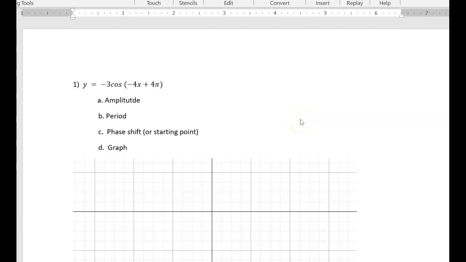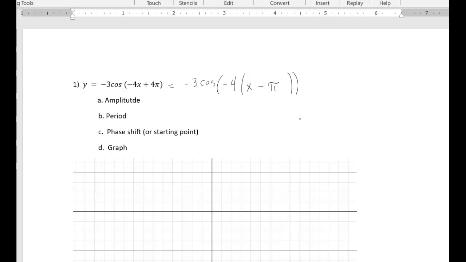Okay, so graph -3 cosine of -4x plus 4 pi. So the first thing I'm going to do is try and find that phase shift. So I'm going to factor out that -4. Okay, so what does that leave me with? Well, -4 times x would be -4x, and -4 times -pi would give me that plus 4 pi.